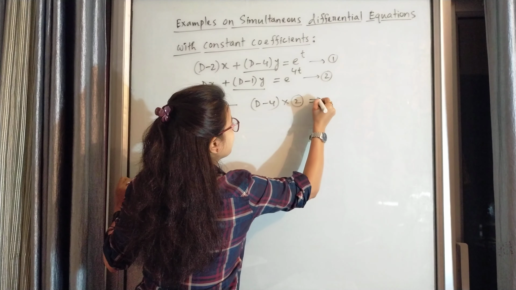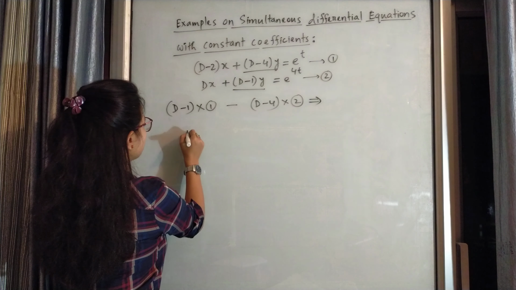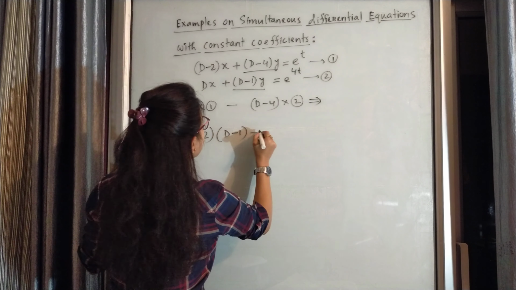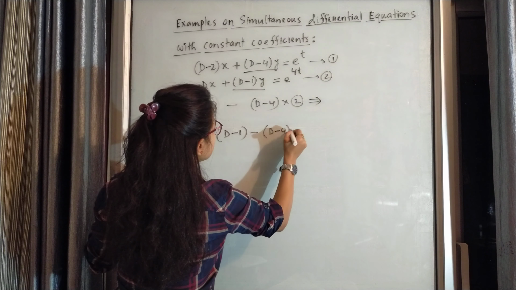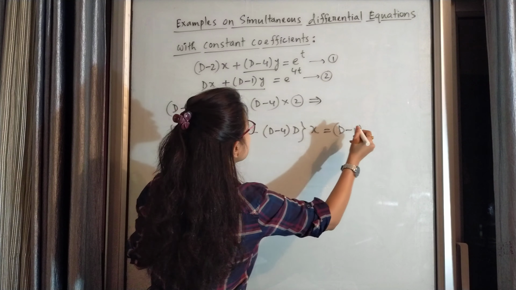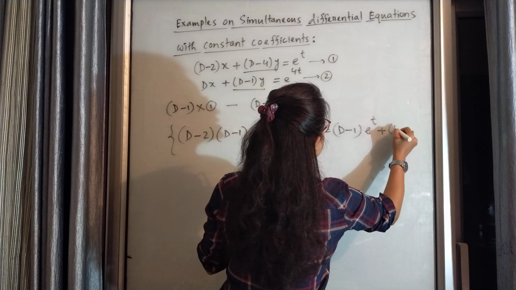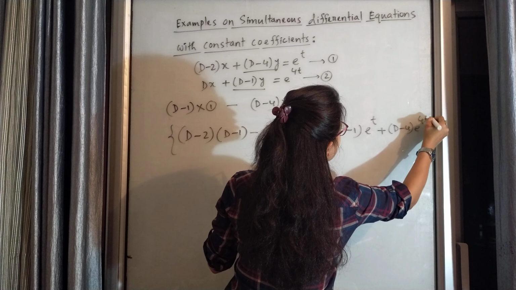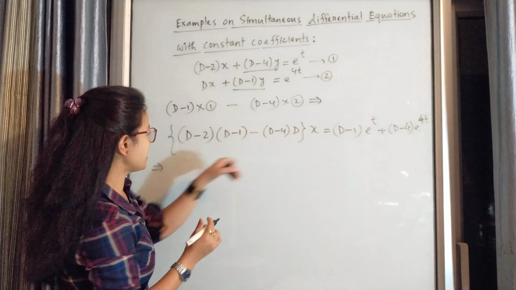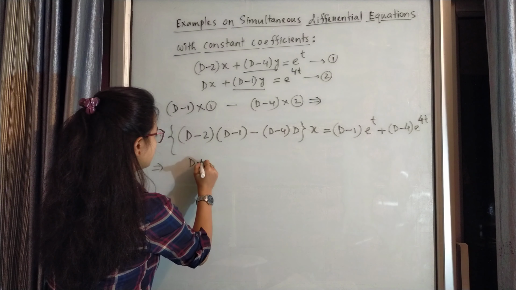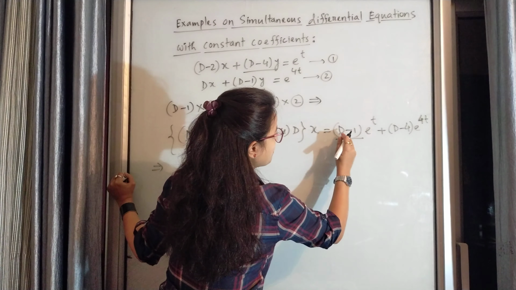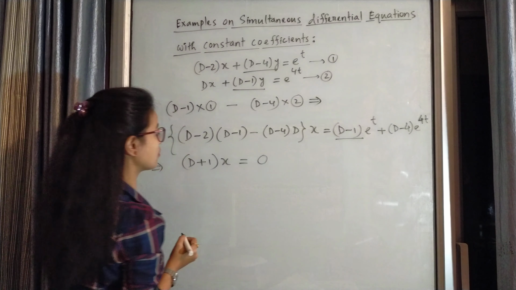So using the subtraction, now we have [(D - 2)(D - 1) - (D - 4)D]x = (D - 1)e^t + (D - 4)e^(4t). Now simplifying this left hand side, we have (D + 1)x, and on the right side, after applying the operator over these functions, we will get 0.